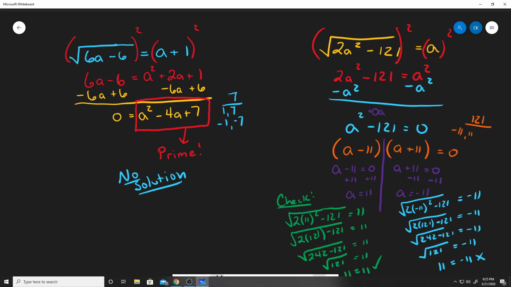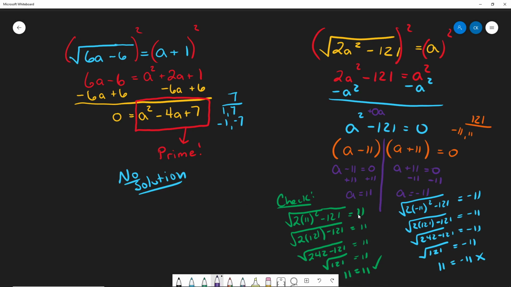But when we check, the 11 works. The negative 11 doesn't work. So my only answer here would be 11 and not negative 11.